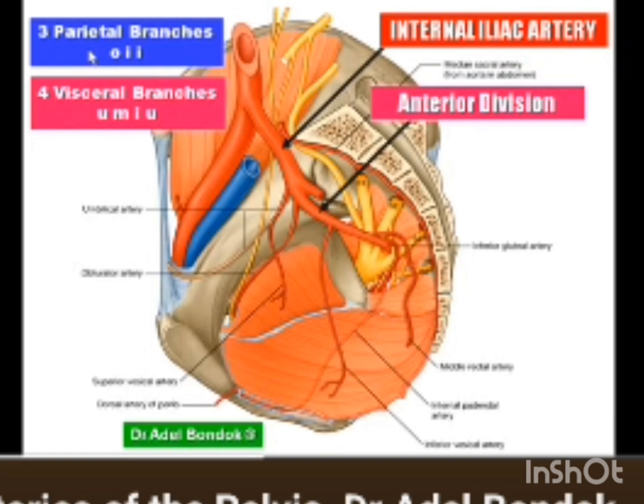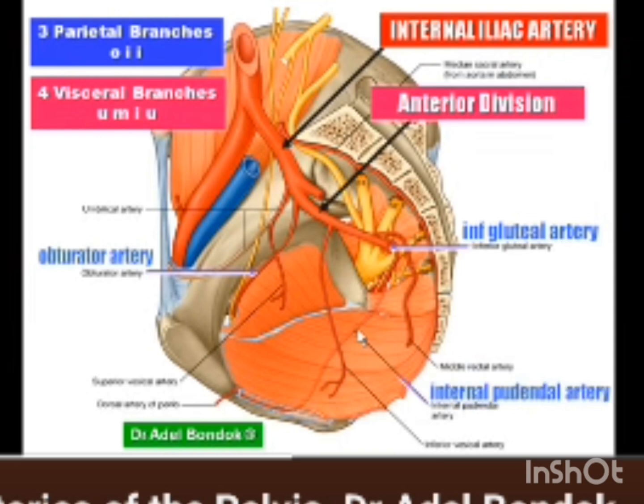Okay, the parietal branches. This is the first one, going to the thigh, obturator artery, which accompanies the obturator nerve. The second one is the inferior gluteal artery. And the third one is the internal pudendal artery. OII: obturator, inferior gluteal, and the internal pudendal artery.